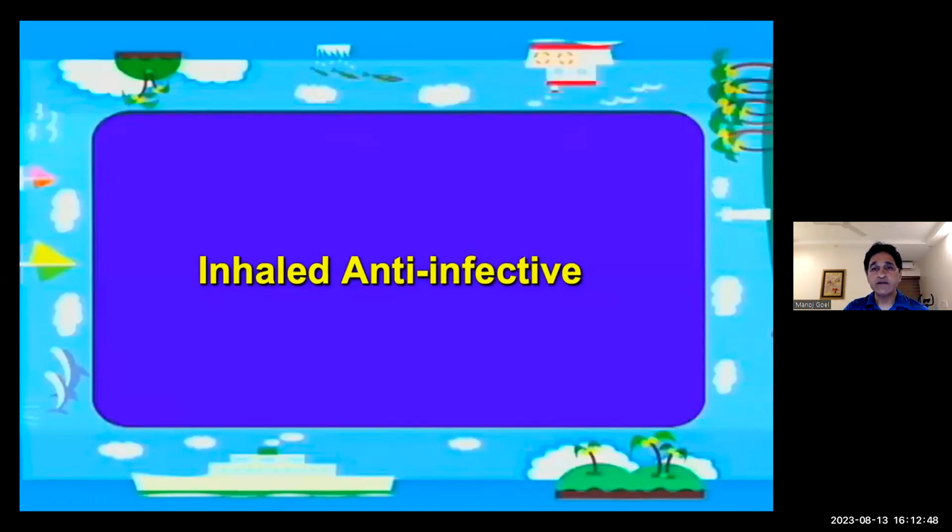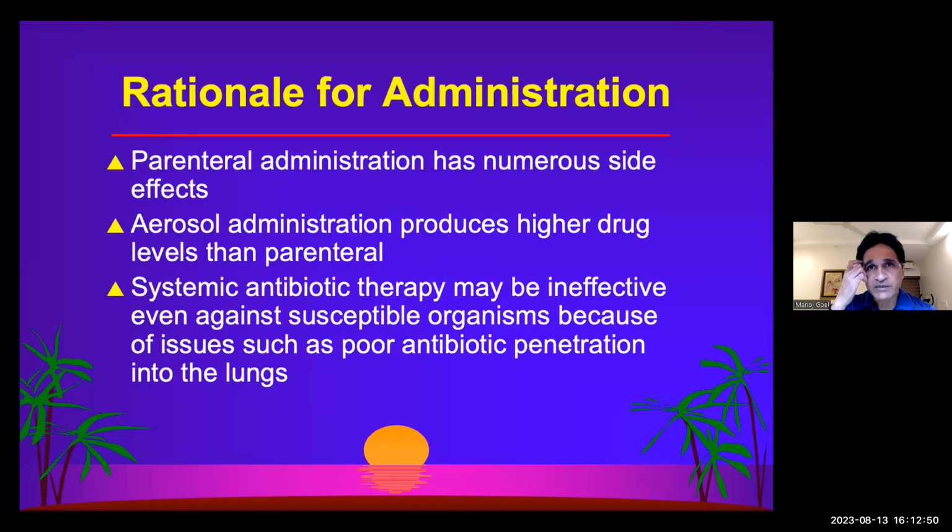Now coming to the inhaled anti-infectives. The rationale for administration of inhaled anti-infectives is that parenteral administration has numerous side effects, as I have elaborated a number of times. The aerosol administration produces higher drug levels than parenteral, which I'll show in the subsequent slides. Systemic antibiotic therapy may be ineffective even against susceptible organisms because of issues such as poor antibiotic penetration into the lungs. Like the blood-brain barrier, you also have endothelial and epithelial barriers in the lungs, which may not allow the penetration of antibiotics through these linings. For example, tigecycline has poor penetration to the lung because of this barrier.